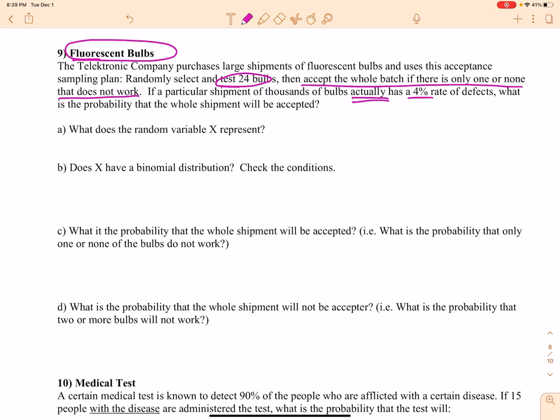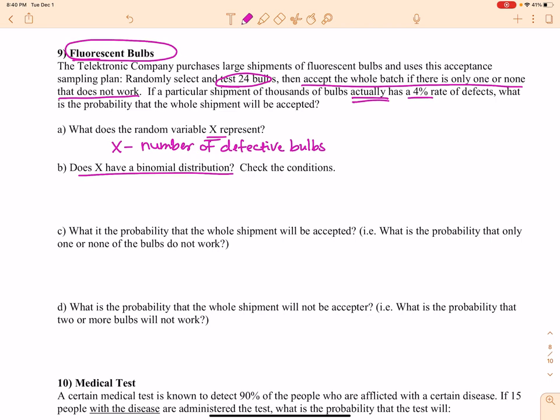For part A, what does the random variable X represent? Well, in this particular situation, I'm going to let X represent the number of defective bulbs, because how many I have will determine whether or not I accept the shipment. So X is going to be the number of defective bulbs. Does X have a binomial distribution?